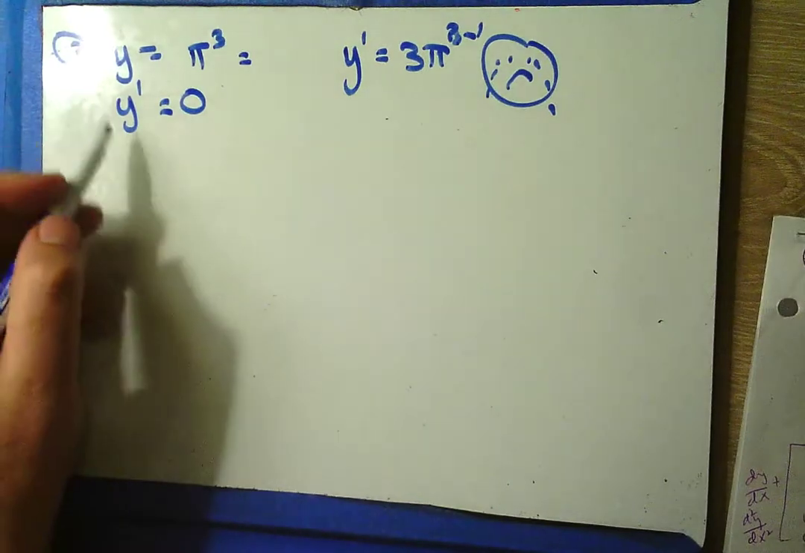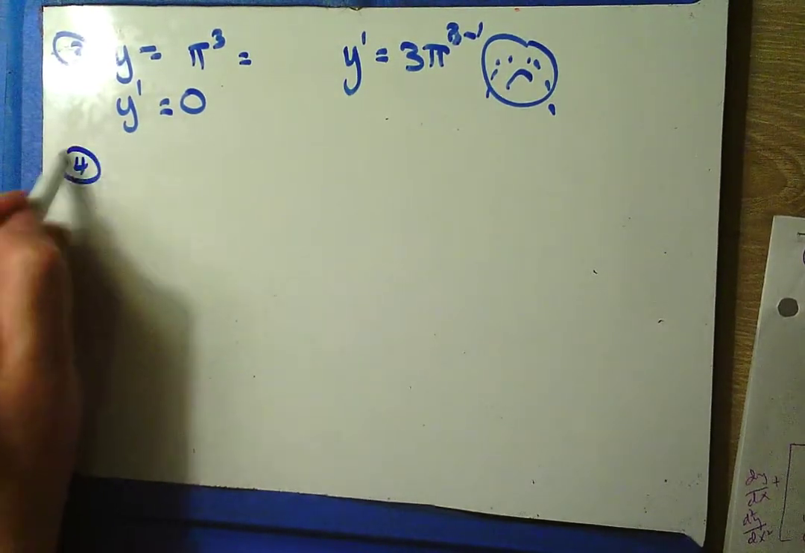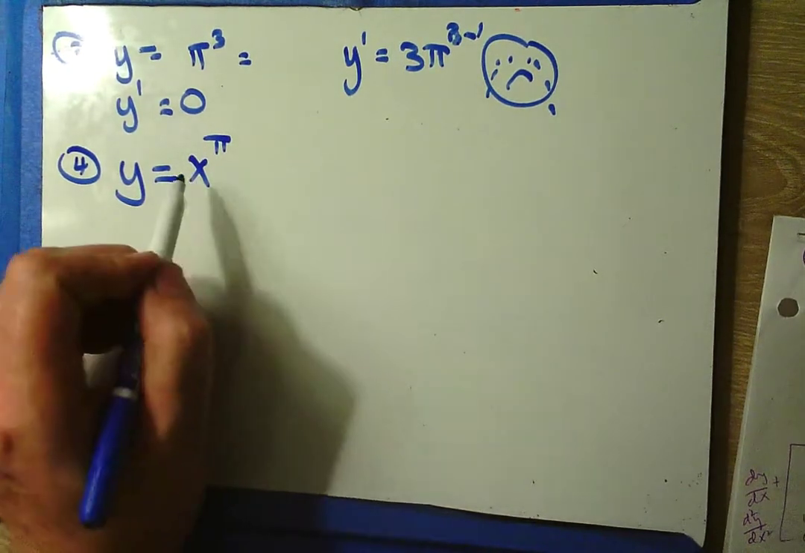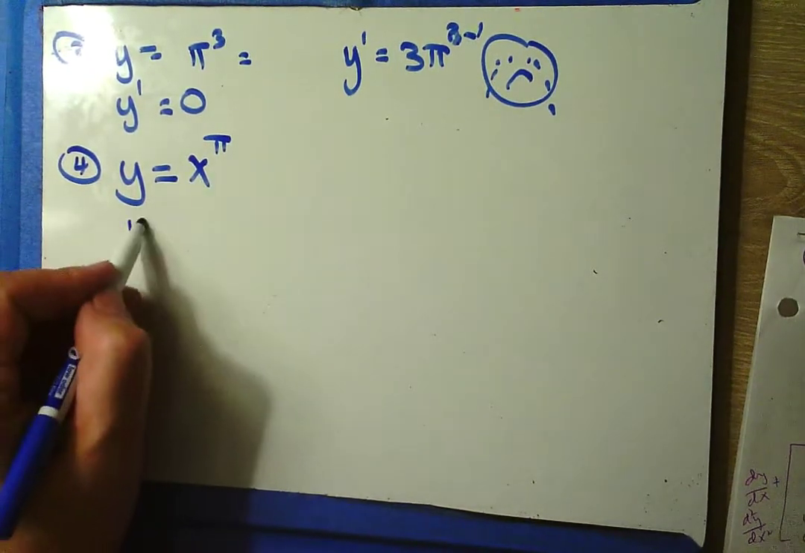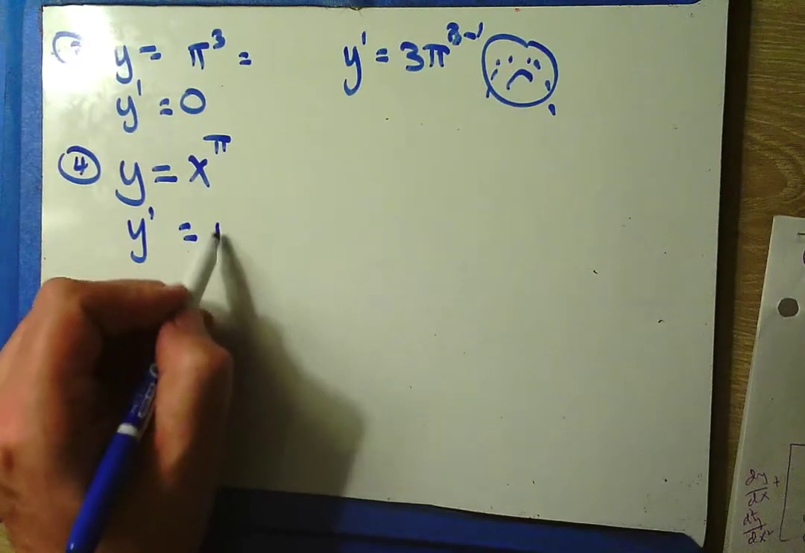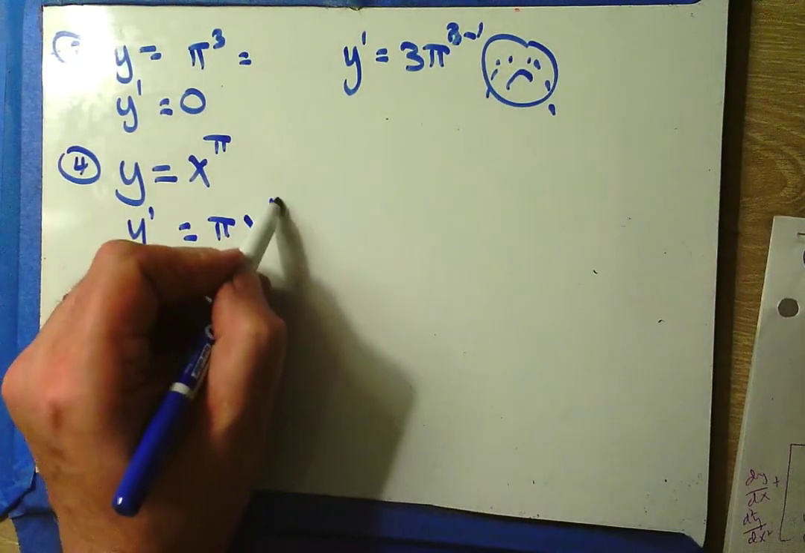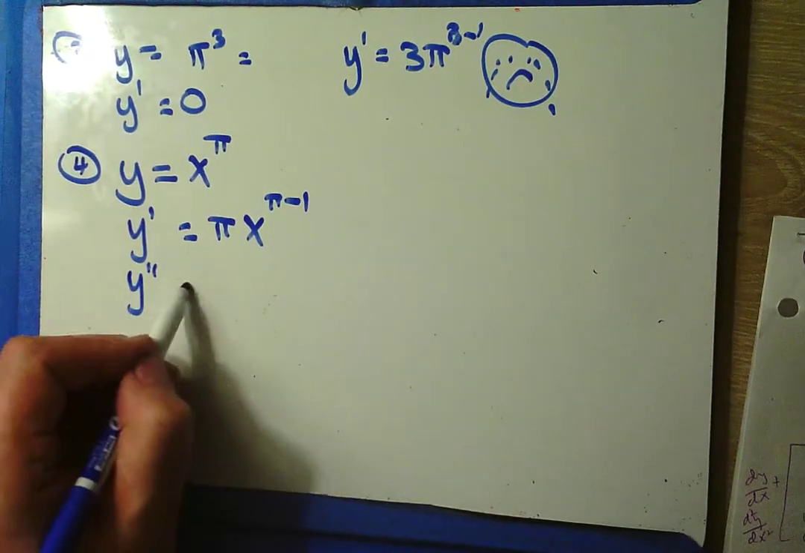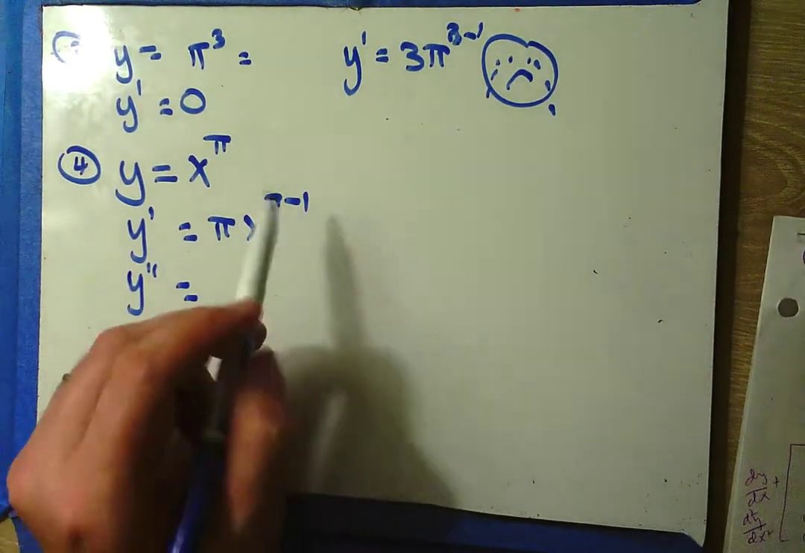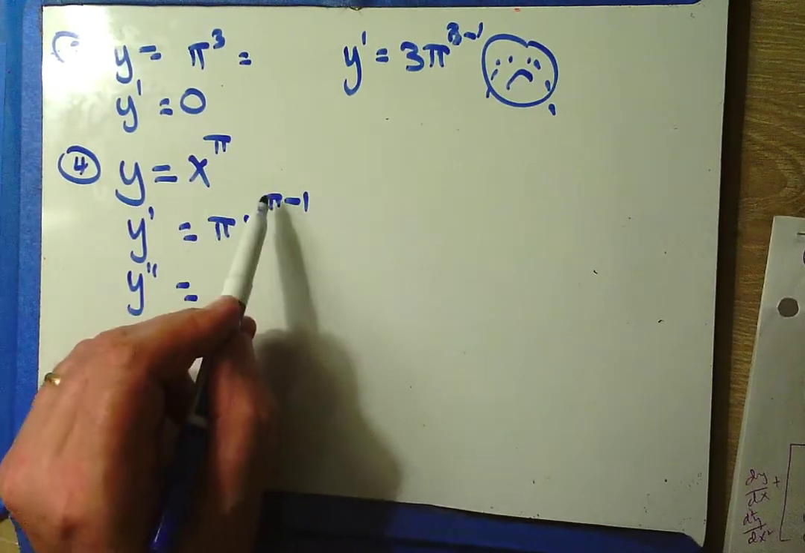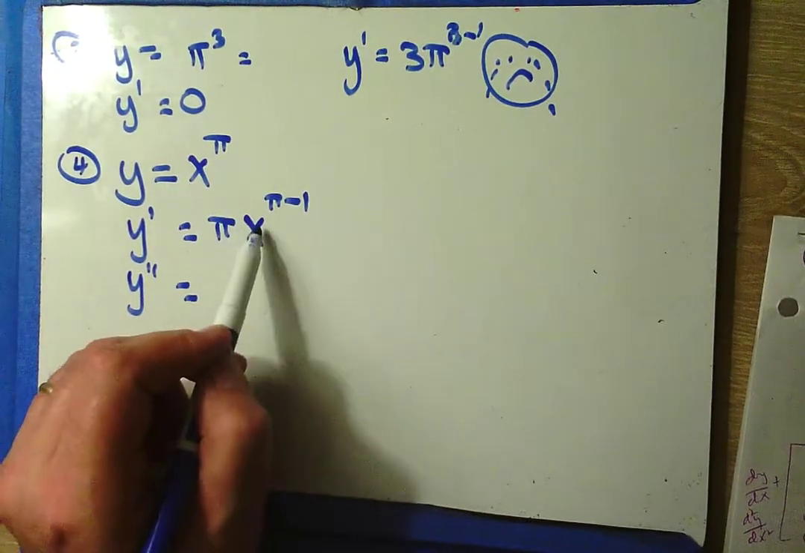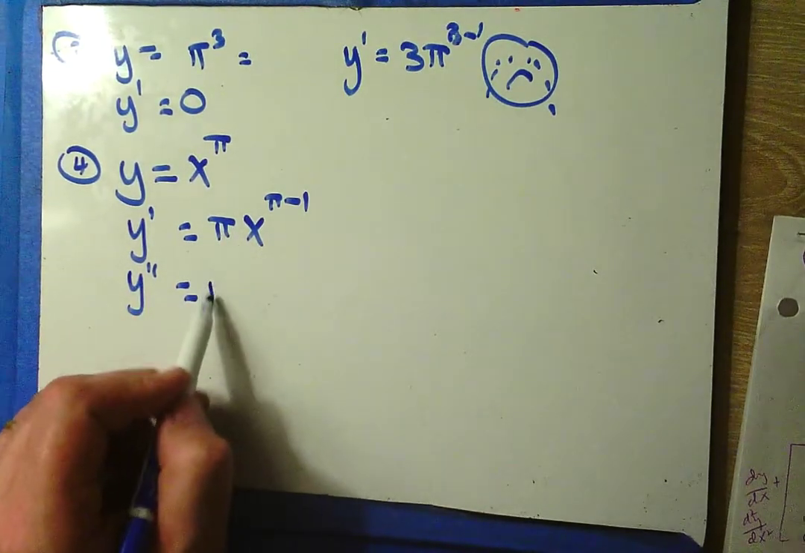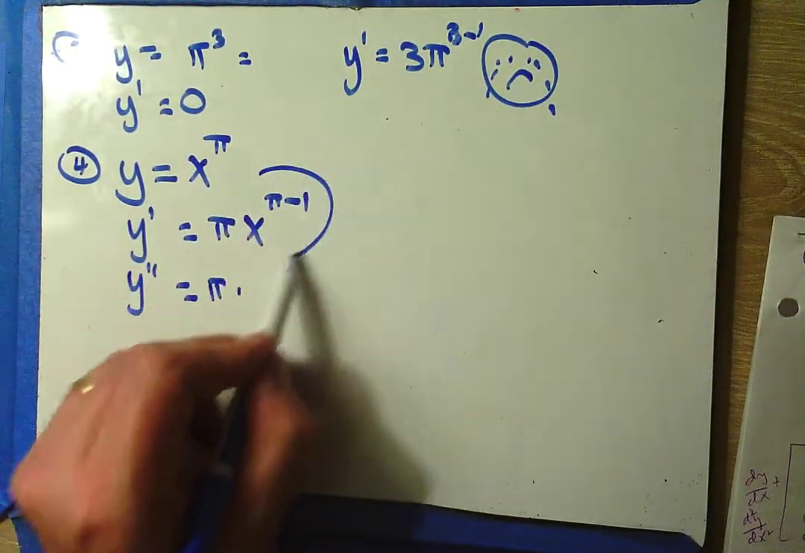Okay, this is different, of course, than y equals x to the pi. This I can use my power rule on and say y prime equals pi x to the pi minus 1. And what about y double prime? Well, y double prime is going to be take the derivative of this. I have a constant times x raised to a power. My derivative will be that constant times the derivative of this.